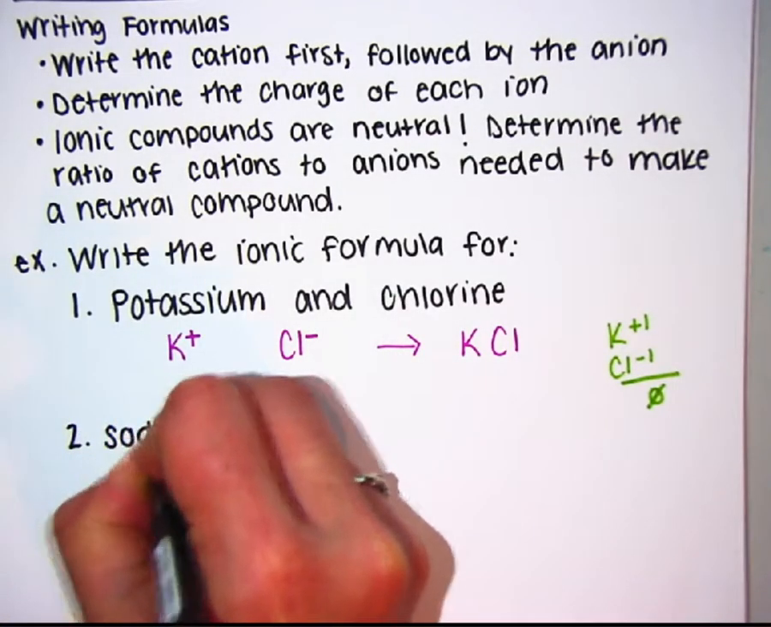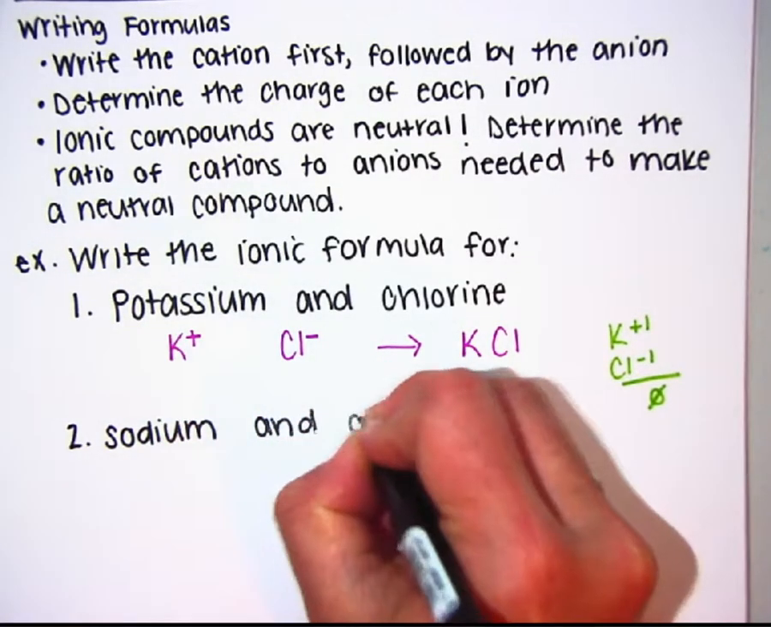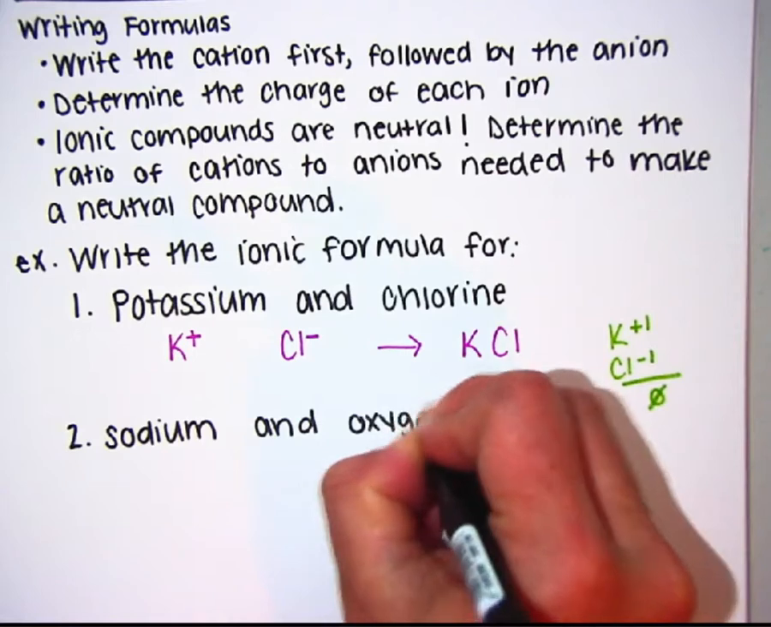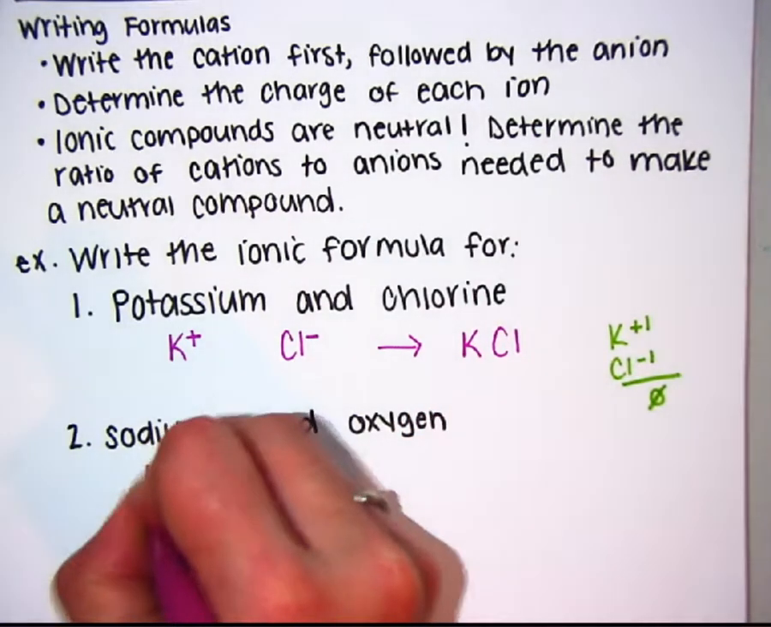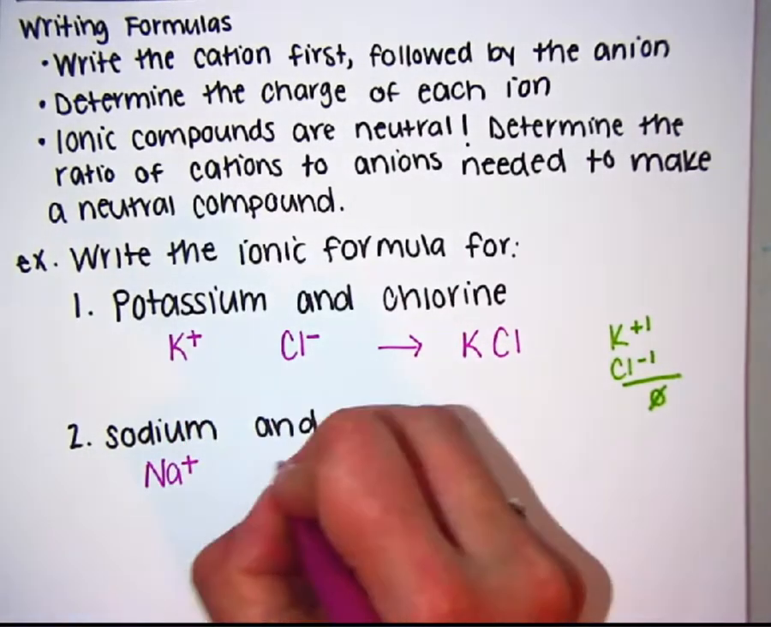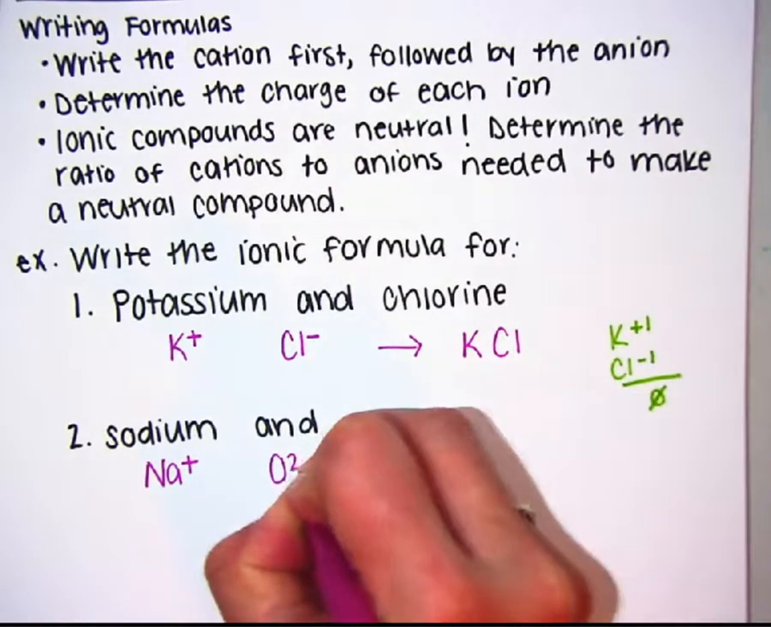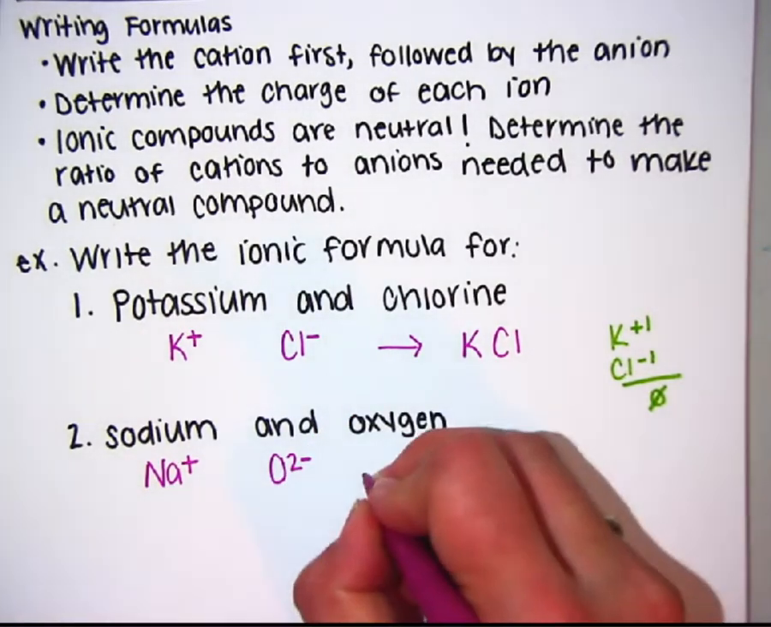Number 2. Let's do sodium and oxygen. Sodium is also a group 1 metal. Its charge is going to be +1. Oxygen is in group 6. It needs to gain 2 valence electrons, so its charge is going to be -2.